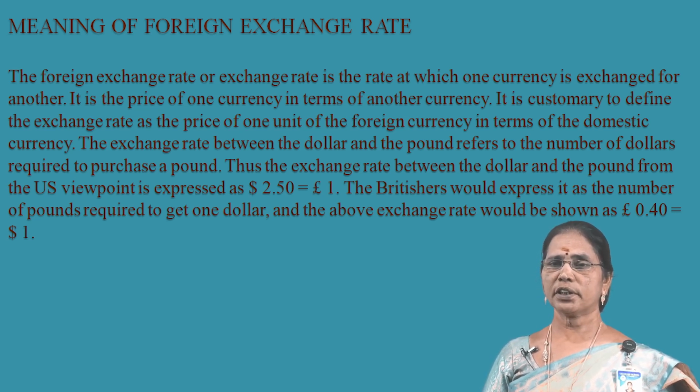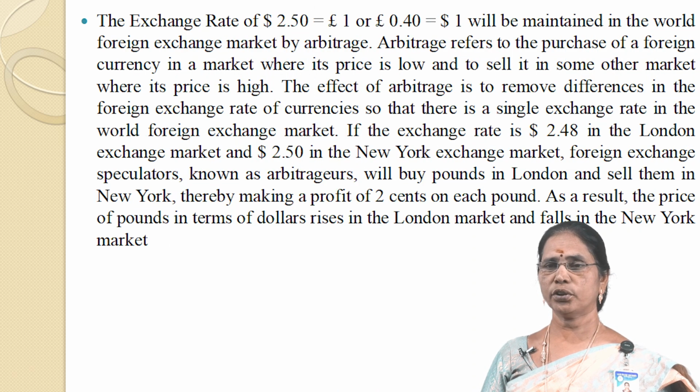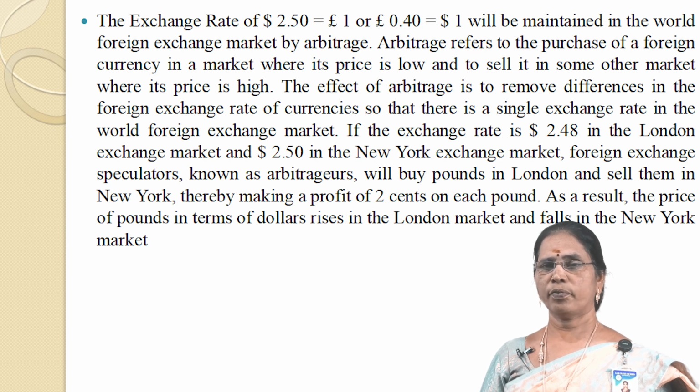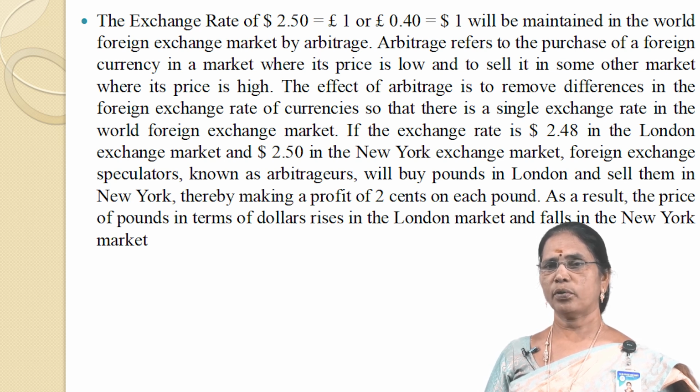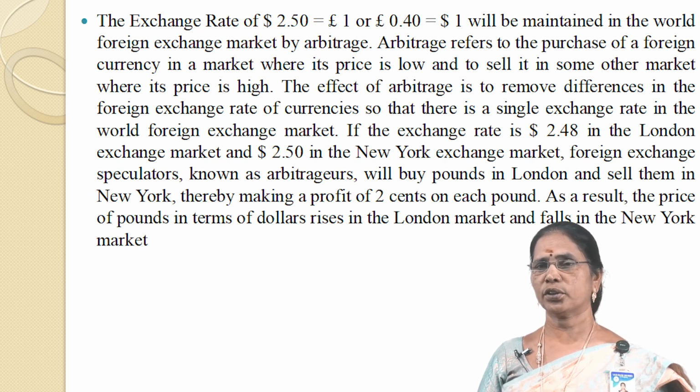of the domestic currency. The exchange rate between the dollar and the pound refers to the number of dollars required to purchase a pound. Thus, the exchange rate between the dollar and the pound from the US viewpoint is expressed as $2.5 = 1 pound sterling, or 0.40 pound sterling = $1, which will be maintained in the world foreign exchange market by arbitrage.